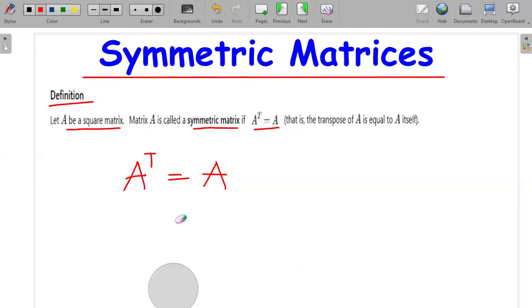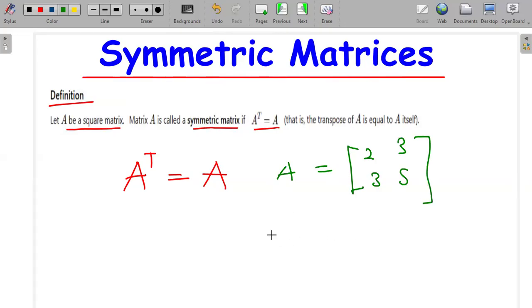Another example: let's say matrix A is 2, 3, 3, 5. If I find A transpose, I interchange the rows with the columns. The first row, I write as a column: 2, 3. The second row, I write as a column: 3, 5. You see that A and A transpose are the same, so we conclude that A is symmetric.